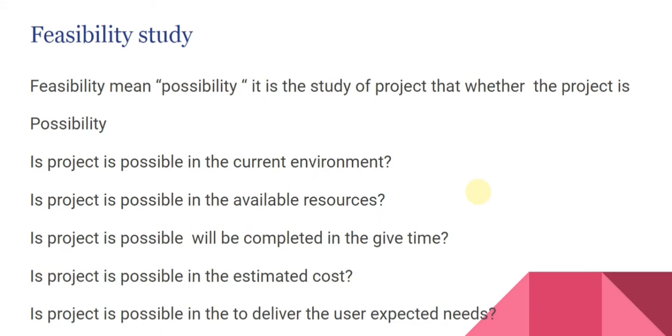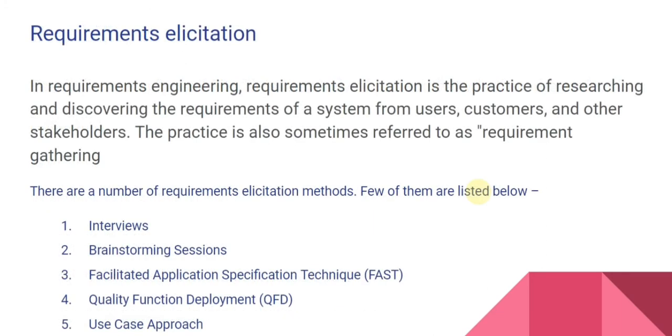So we have requirement elicitation. Requirement elicitation is the process by which we can collect the requirements from the system or gather the requirements from the user. So it's a very important process. In requirement engineering, requirements elicitation is the practice of researching and discovering the requirements of the system from the user, customer and other stakeholders. The practice is also sometimes referred to as requirement gathering.